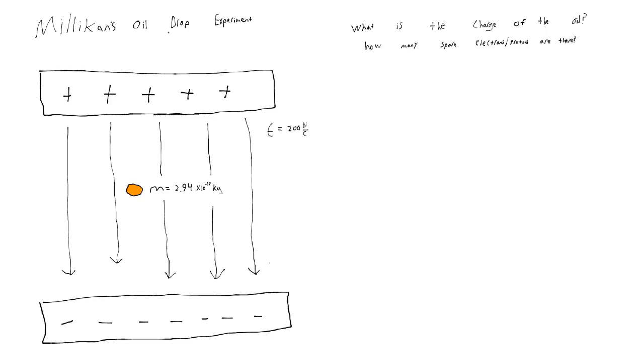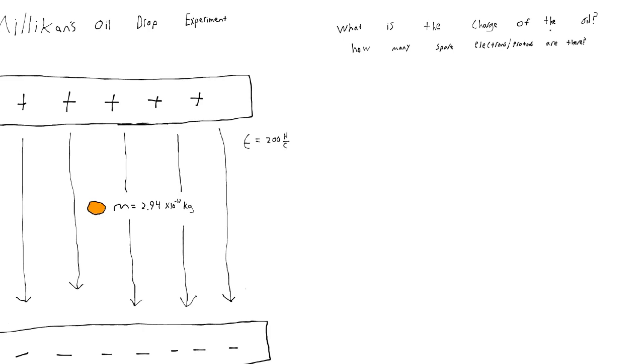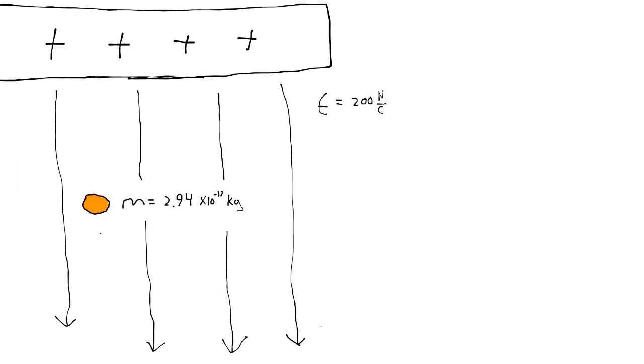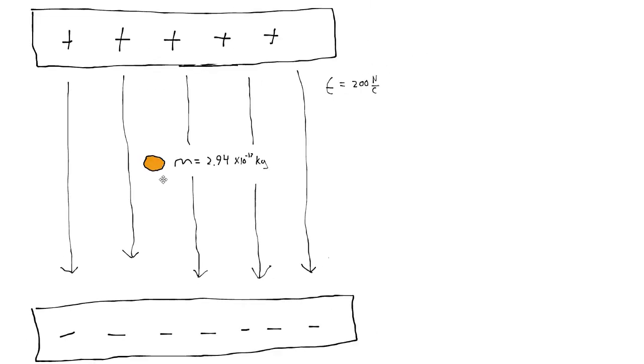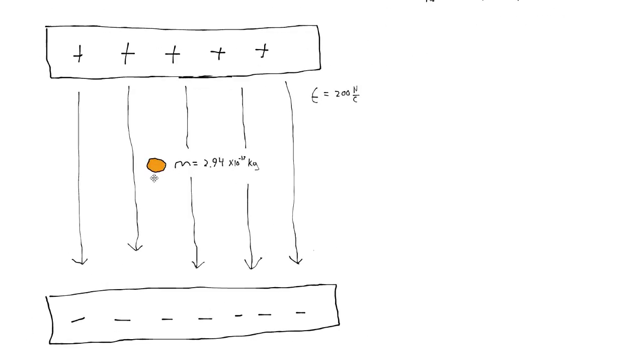All right, so this is Millikan's oil drop experiment. So the question is, what is the charge of this oil? So we can see there's a blob of oil and it's levitating in this uniform electric field.